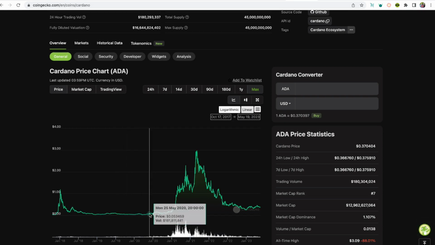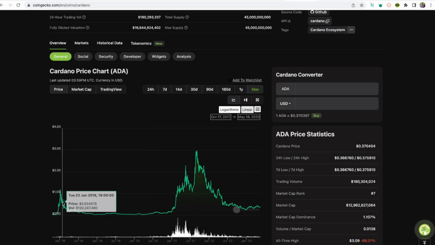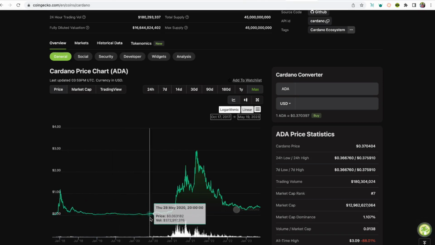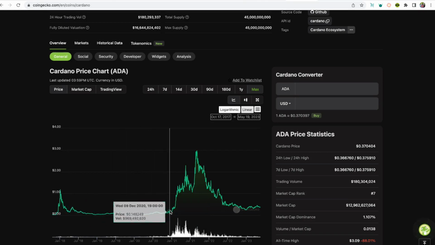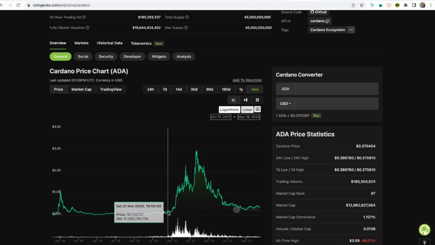And this was a fantastic time to buy. But nobody's buying here because people are still feeling the pain of this reduction in price. And this was the smart time to buy. Obviously, you can see that Cardano went above its previous all-time high.